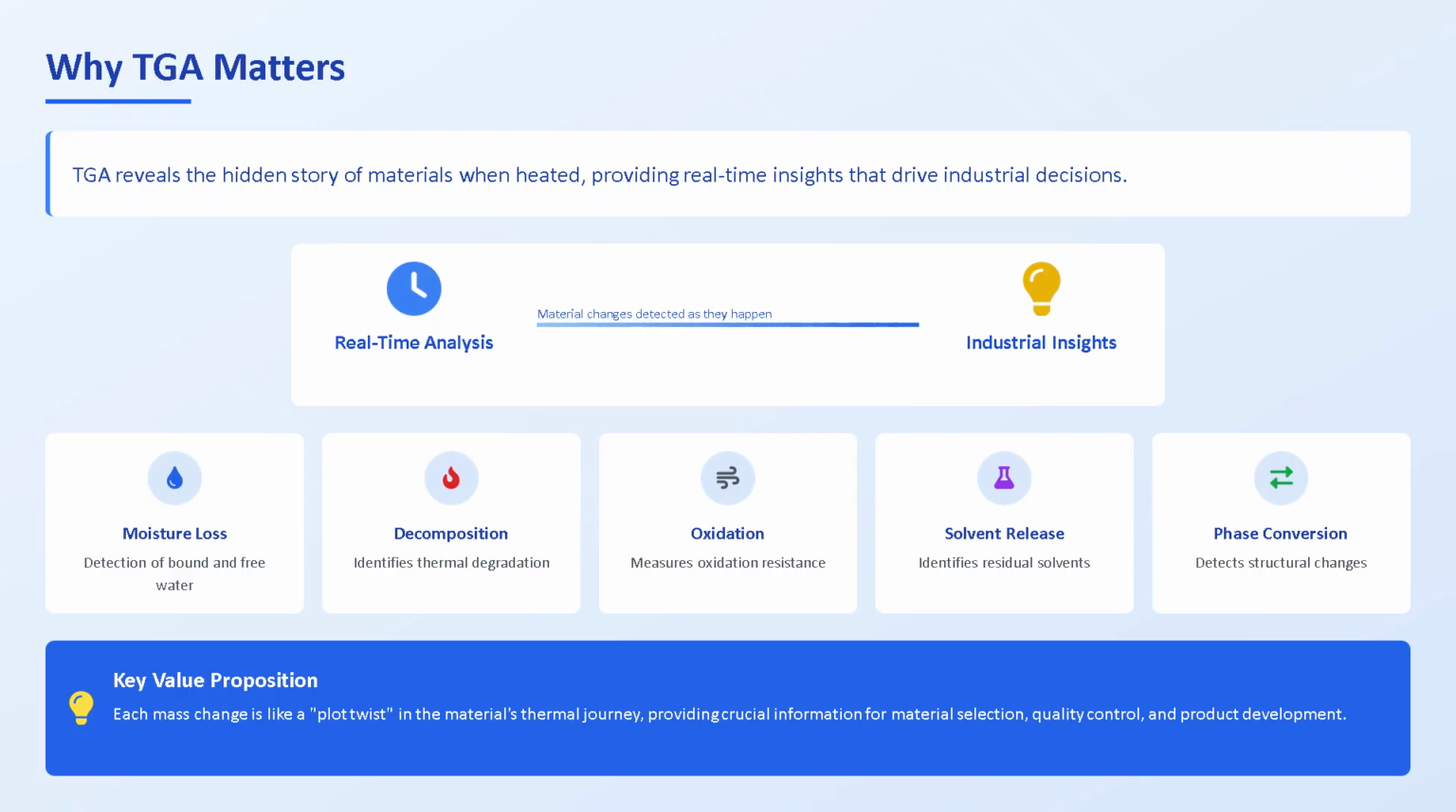So why does TGA matter? Because the changes that materials undergo when heated aren't always visible to the eye, but they're crucial for real-world performance. TGA lets us monitor these changes in real time. We can detect moisture loss, track decomposition, measure oxidation resistance, identify residual solvents, and even observe phase conversions. Each mass change acts like a plot twist in the material's thermal journey. These insights drive key decisions in product development, quality control, and industrial processing.